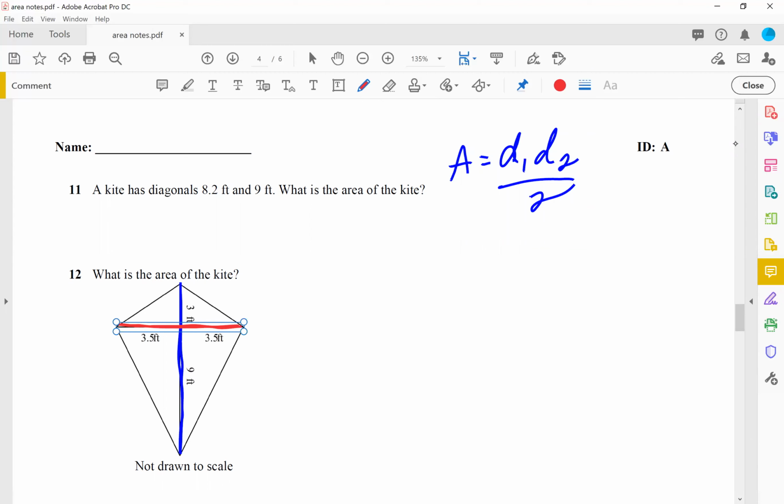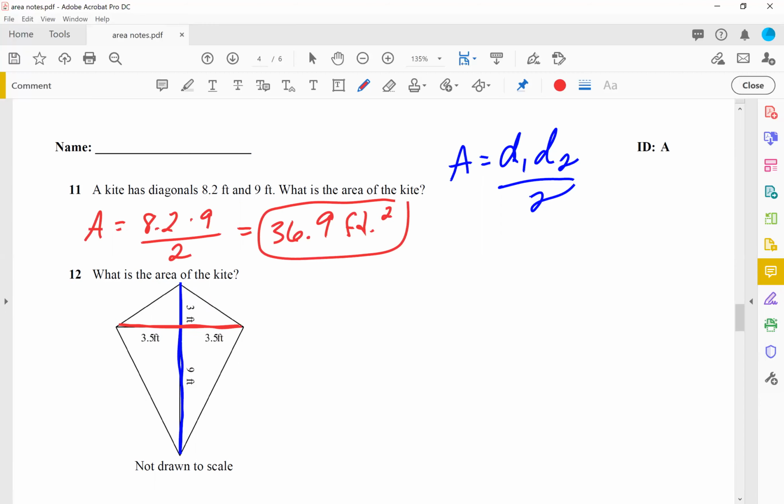So it says a kite has diagonals of 8.2 and 9. What is the area? Okay, so 8.2 times 9, divide by 2. So 8.2 times 9, divide by 2, gets you 36.9 feet squared.